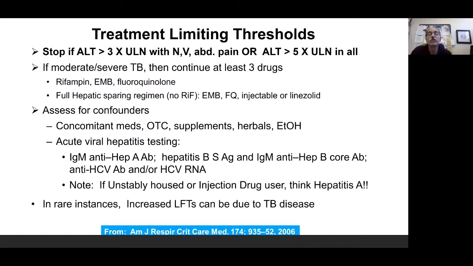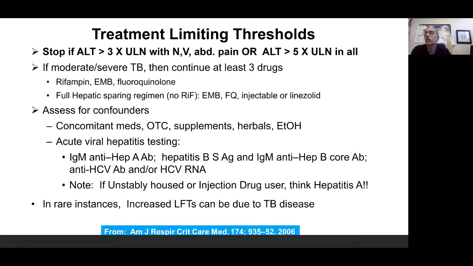You're going to assess for concomitant medications, supplements. Patients almost never tell you about some of the supplements that they're taking that some family member may have sent them or given them. You're going to look for viral hepatitis, and obviously that includes hepatitis B and hepatitis C. But we also, not so much this year, but certainly in the year or two prior to this, when we were having large outbreaks of hepatitis A in our injection drug use and unstably housed populations, acute hepatitis A is always a consideration.